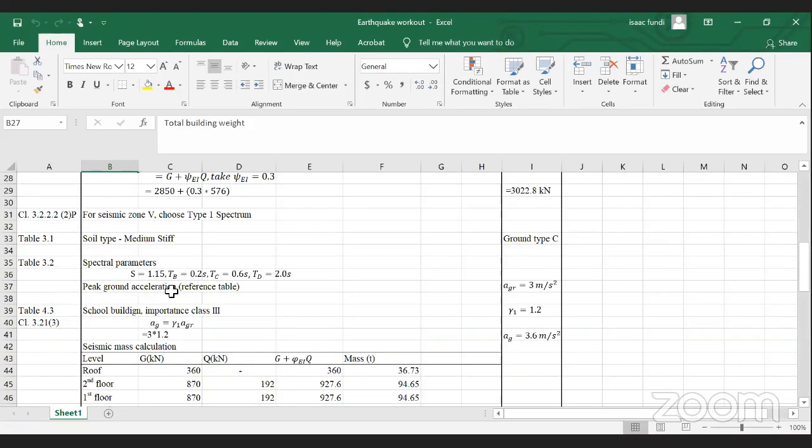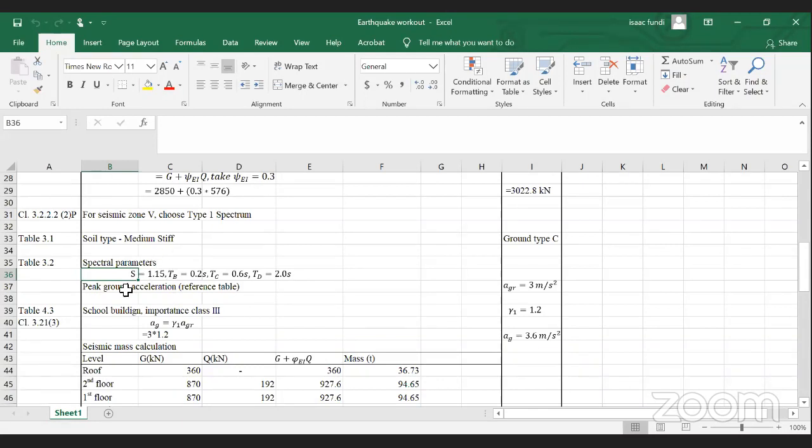Since we are using type 1 spectrum, we pick these parameters, which I refer to as spectral parameters, from table number 3.2. In table 3.2, if you check it, the value of S is provided there as 1.15. The value of TB is 0.2 second, TC is 0.6 second, and TD is 2.0 seconds.